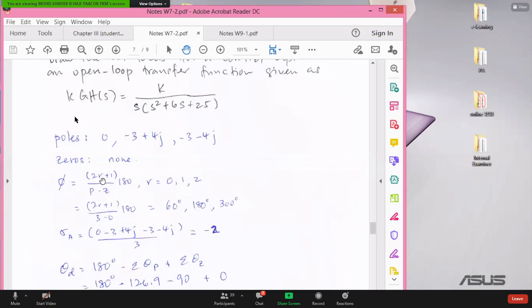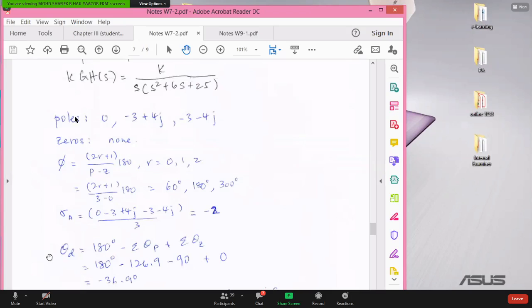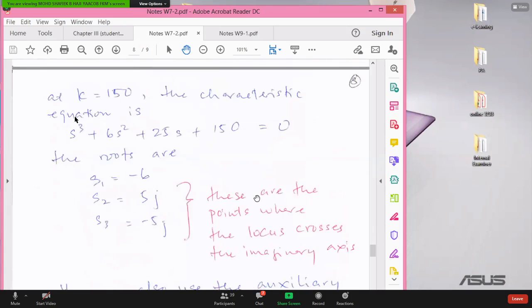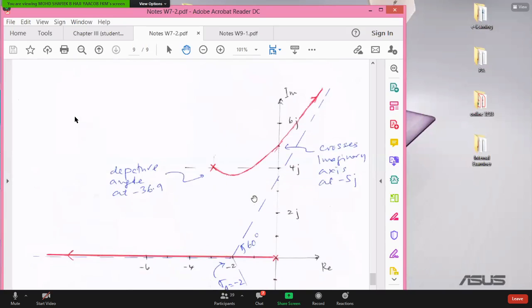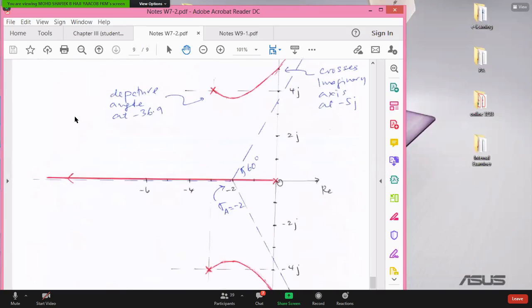Before I explain the departure angle, let's locate the poles and draw the asymptote lines. Let's go to the diagram. Okay. So these are our 3 poles, one at the origin, and we have 2 complex poles. And then we have determined that since there's no zero, all locus will go to infinity, and therefore we need to find 3 asymptote lines. So all asymptotes intersect at -2.